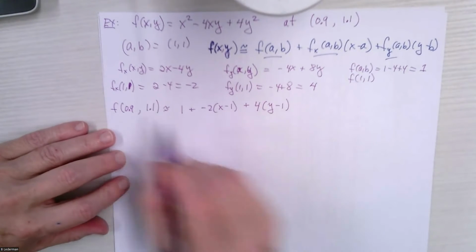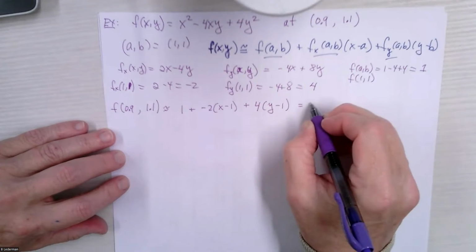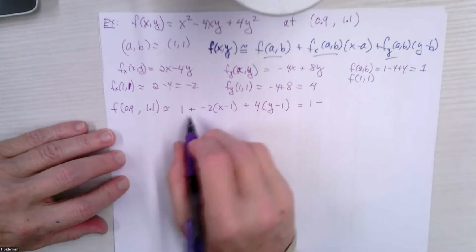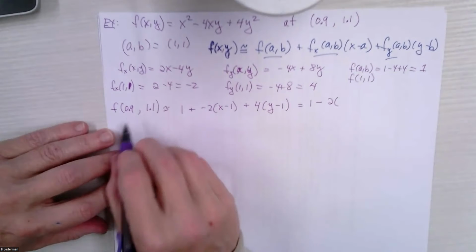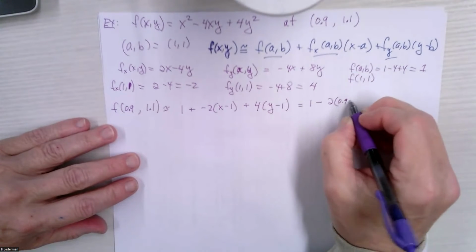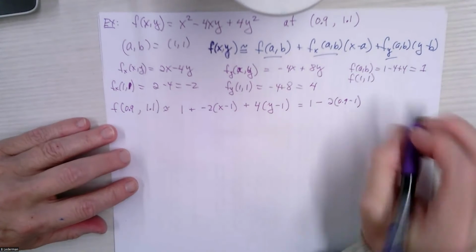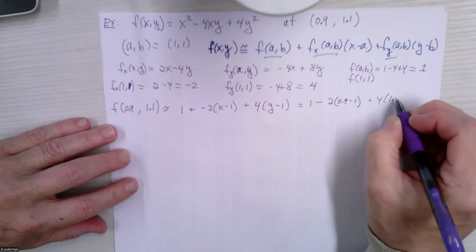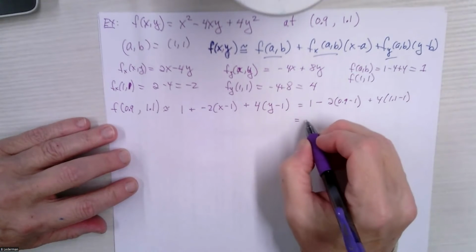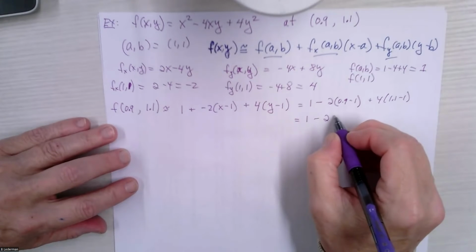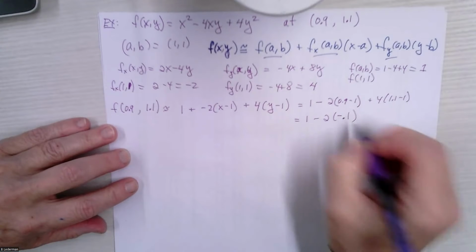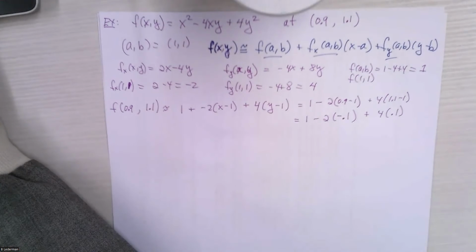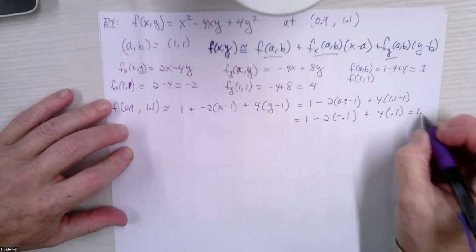But we know what x and y are. We're at this point here. So this is equal to 1, and let's see, I have a plus and a minus, that's minus 2 times 0.9 minus 1, and I'll figure that out in a second. And then we have plus 4 times 1.1 minus 1. This becomes 1, minus 2 times negative 0.1 plus 4 times positive 0.1. And that becomes 1.6.